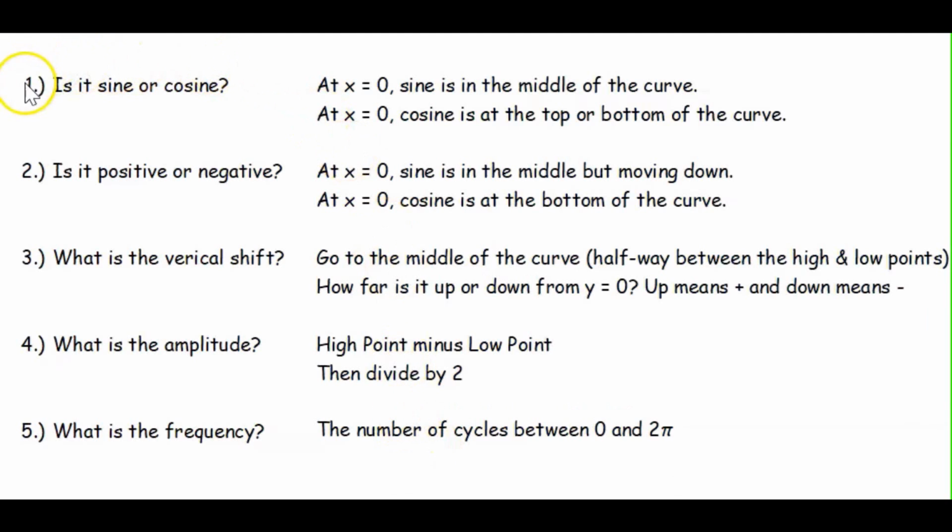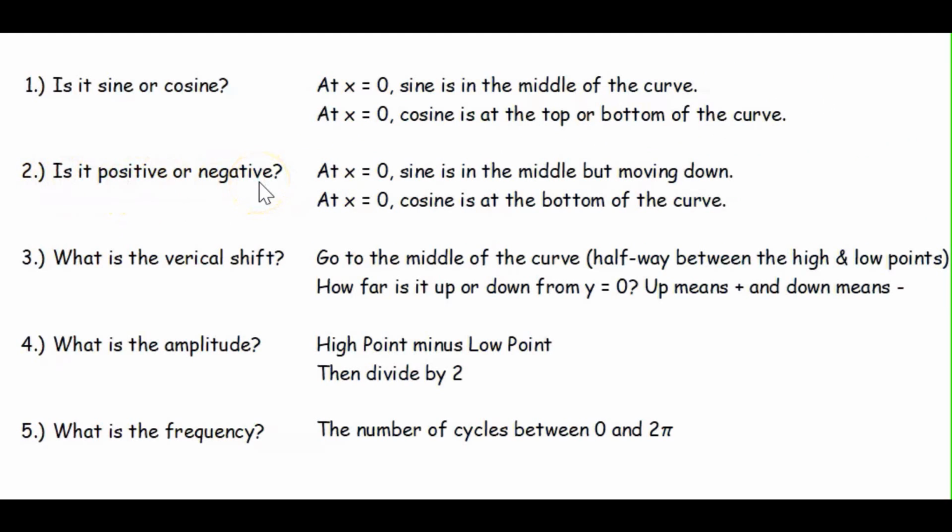Okay. The first thing you're going to ask yourself is: is this function a sine or a cosine function? Basically, all you're going to do is look where x equals 0, which is at the y-axis. So go vertically along the y-axis. It's a sine function if the y-axis cuts the curve in the middle of the curve. It's a cosine function if the y-axis touches the curve at the top or the bottom of the curve, okay? And so that's going to distinguish whether you are going to write sin for sine or cos for cosine for the function, okay? Then you're going to ask, is it positive or negative?